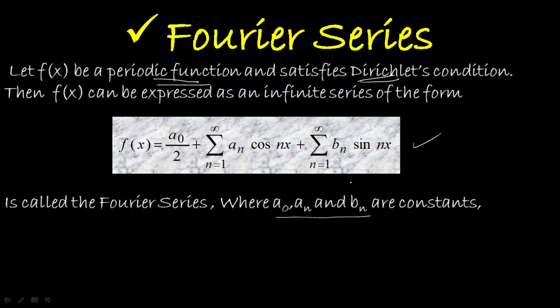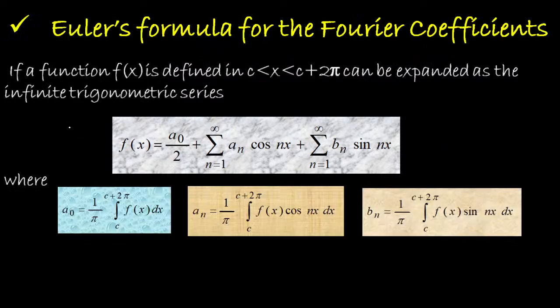Before we move on to Euler's formula: a Fourier series should definitely be periodic and satisfy the Dirichlet conditions. That's why we started with the definition of a periodic function and looked at the Dirichlet conditions. Now we have discussed the definition of the Fourier series. Next we make use of Euler's formula for the Fourier coefficients, that is, to calculate the values of a naught, a n and b n.